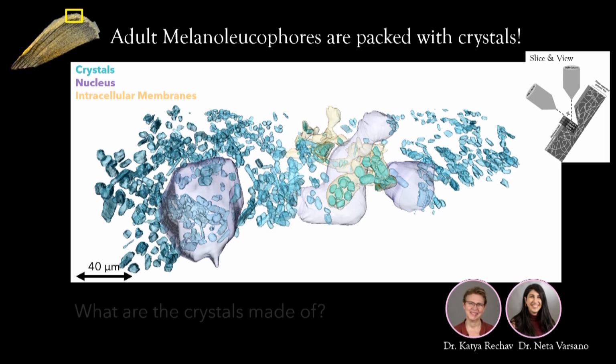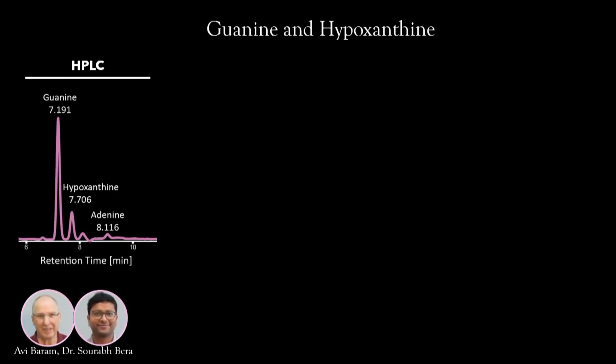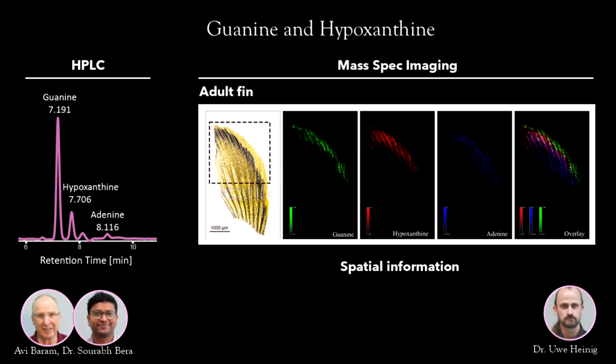What we wanted to know next is what the crystals are made of. So what's the crystal composition? With HPLC, we could see high levels of guanine and hypoxanthine, and then we could see these metabolites on mass spec imaging, so we can see the spatial information. So I hope you can see in green and in red, this is guanine and hypoxanthine that are found in the tip and the edge of the fin where these cells are located. So this was really interesting to see both the composition and their localization.